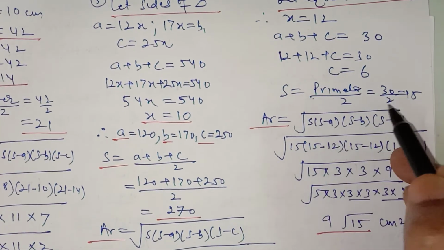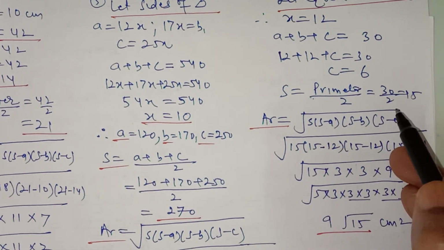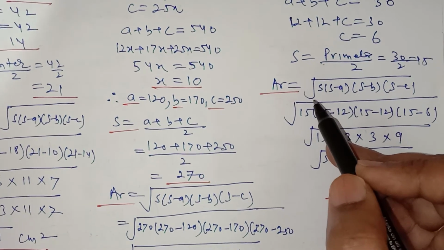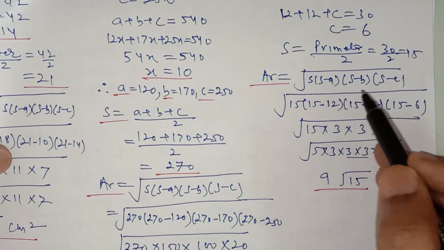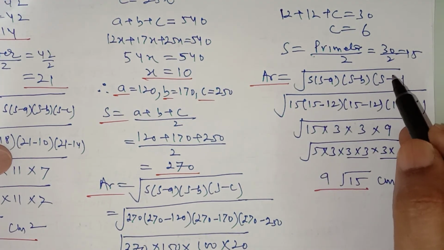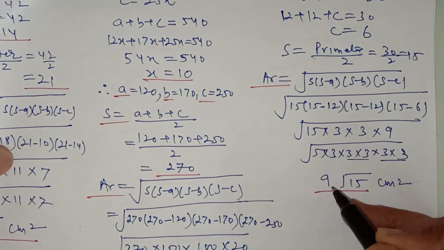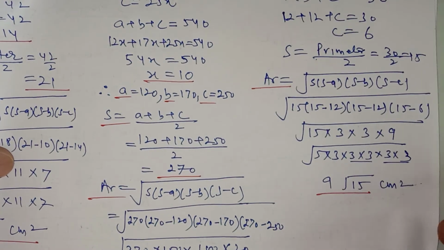You can find the semi-perimeter, which is equal to 15, that is A plus B plus C upon 2, and you can easily find the area of the triangle when all three sides are given by using Heron's formula, which is under root S, S minus A, S minus B, S minus C. Replace the values of S, A, B, C in this formula, make the prime factors, take them out from the square root, which gives 9 root 15 centimeter square as the area of this triangle.